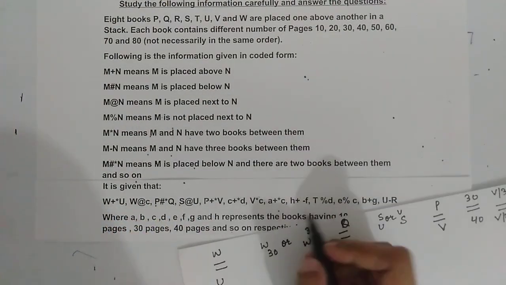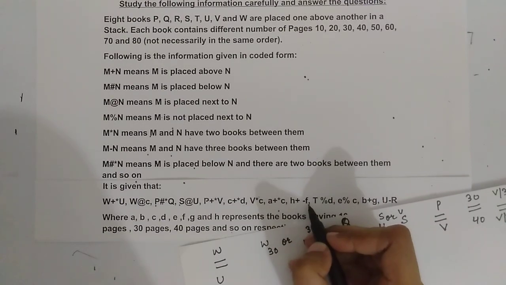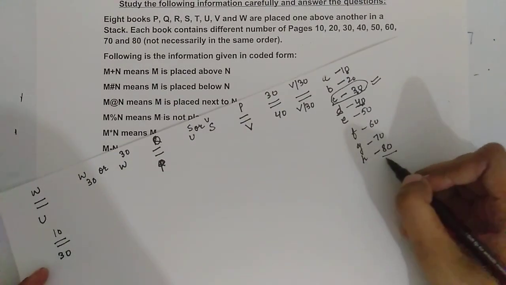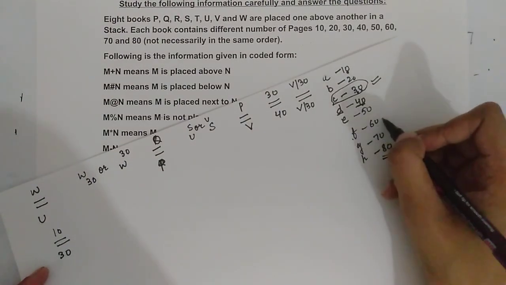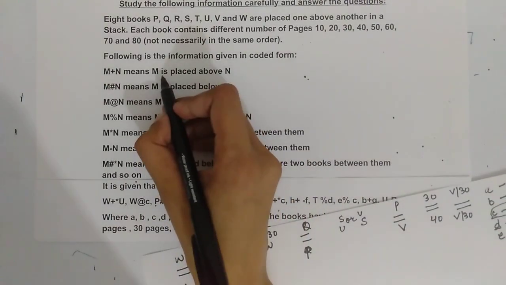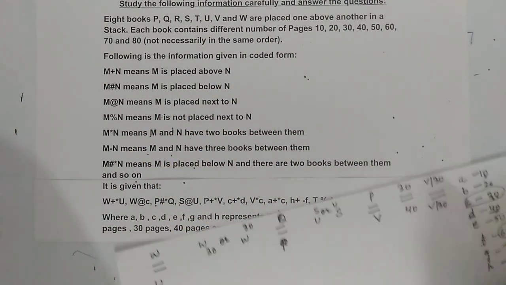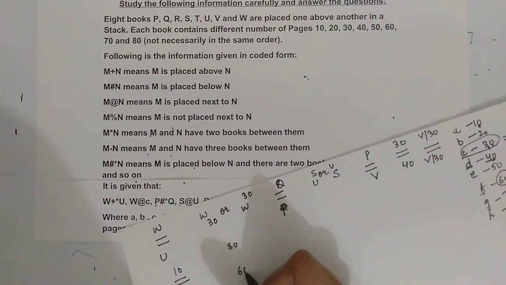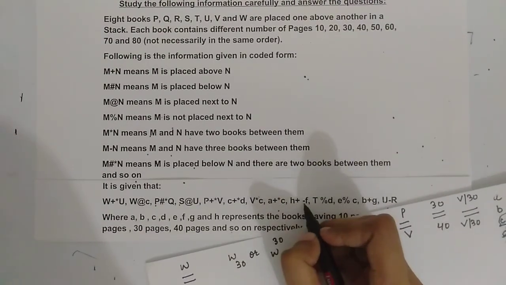Fine. See the next one, h plus minus f. Now h means the book having 80 pages and f means the book having 60 pages. Now h plus means this book having 80 pages is placed above the book having 60 pages and minus denotes there are 3 books between them.